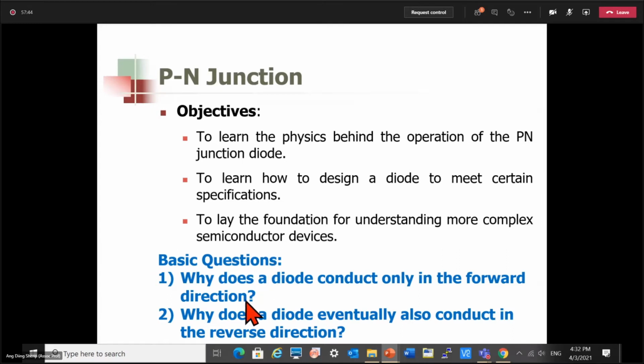So in the rest of the discussion for today, we want to answer these two questions. We are trying to prepare ourselves to answer these two questions. So why does a diode conduct only in the forward direction? Forward as in the positive voltage is applied to the anode and the negative voltage is applied to the cathode. So people call this the forward direction. On the other hand, the diode does not conduct in the reverse direction. And eventually it can also conduct if the voltage you apply is large enough. So the discussion will help us answer these two questions.